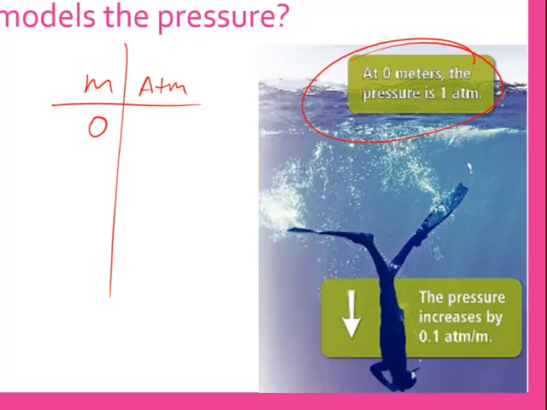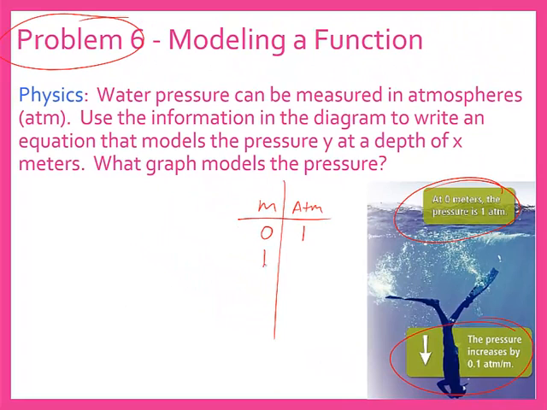So at 0, it is 1 atmosphere. And the pressure increases by 0.1 atmosphere per meter. So here we go. If your meters goes to 1 meter, it increases by what? It says right here. With 1 meter, it increases by 0.1 atmosphere. So what's 1 plus 0.1?